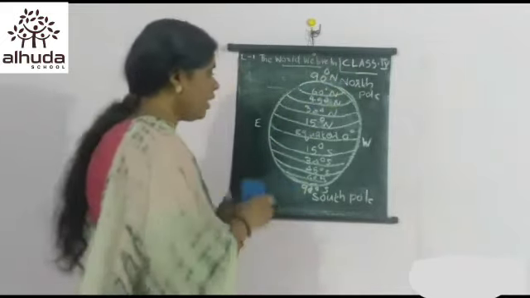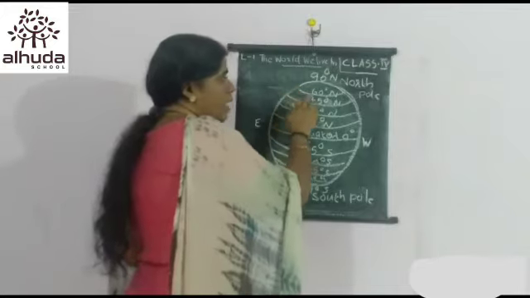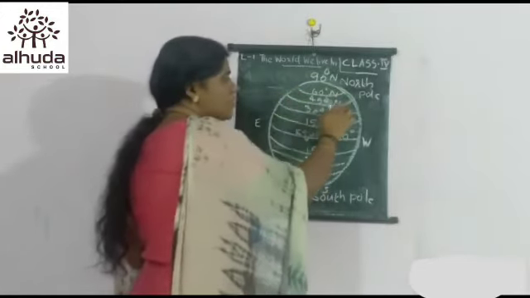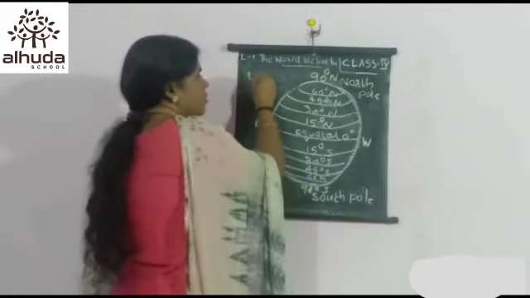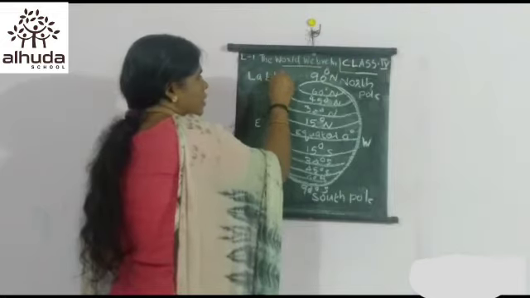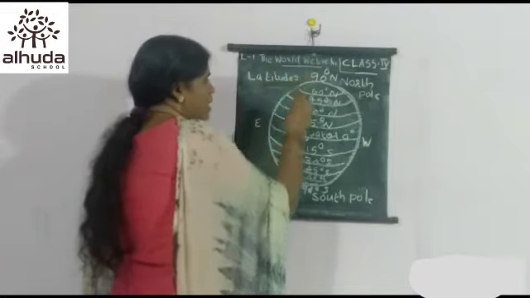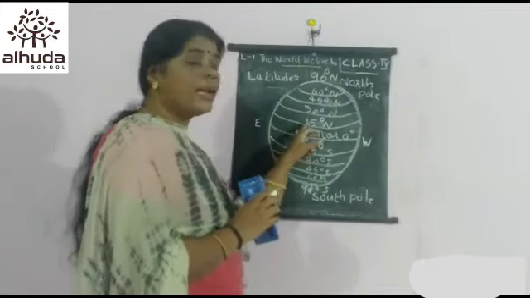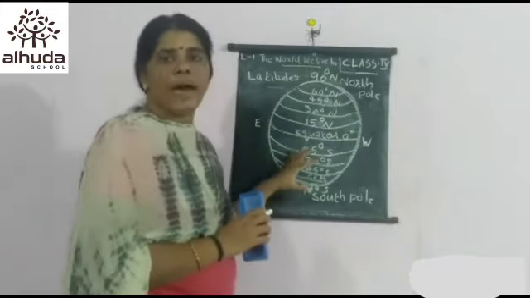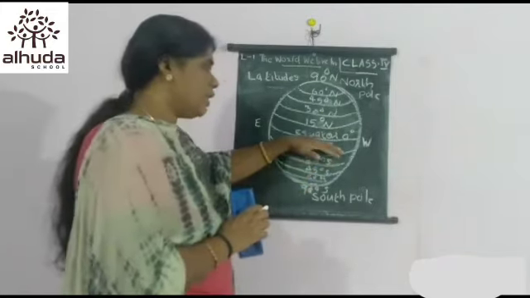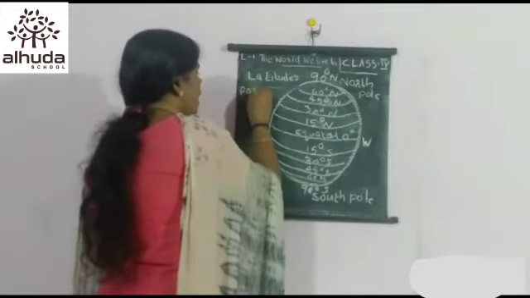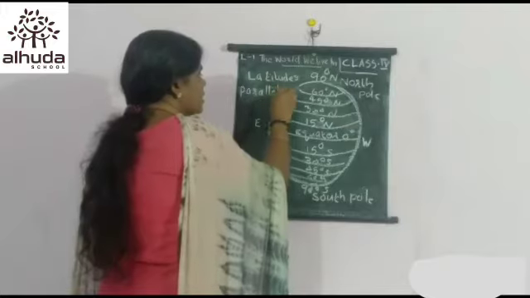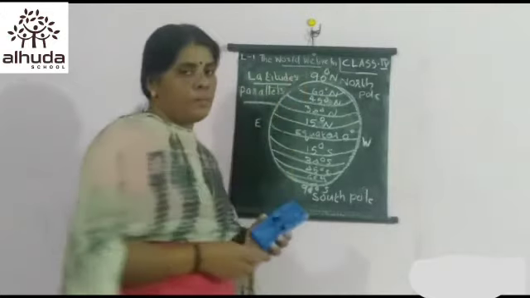Understood? In this way, that imaginary line that passes from east to west of the Earth, what do we call it? Latitudes. What are latitudes? Latitudes are the imaginary lines drawn parallel to the equator. Like the equator, it is drawn in this way. So they are also called parallels. P-A-R-A-L-L-E-L-S. Parallels. Latitudes or parallels.